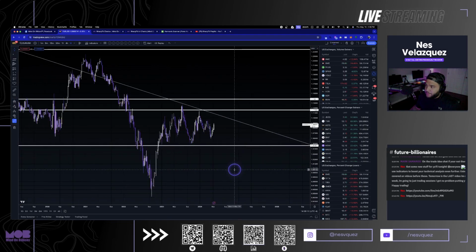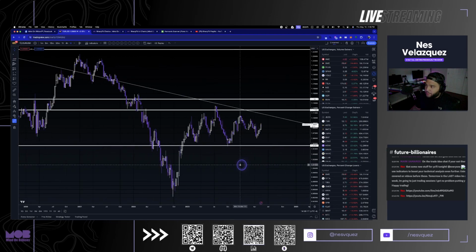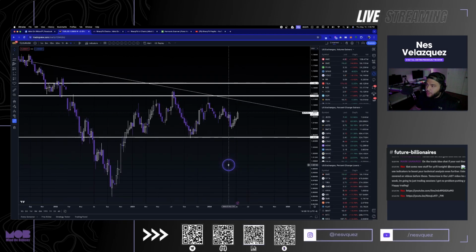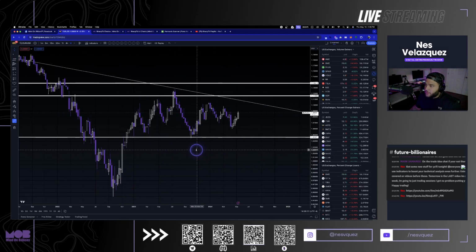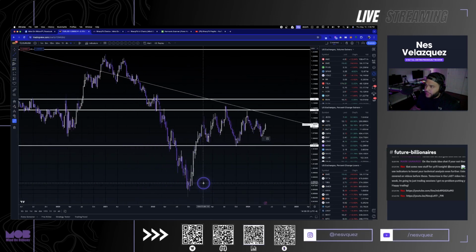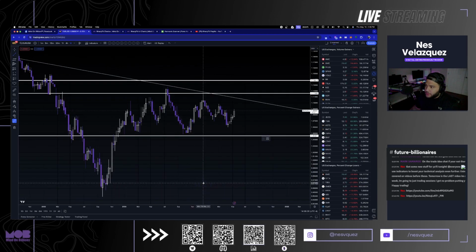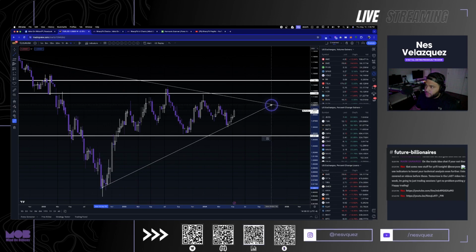This is basic SRTs right here: support, resistance, trend lines. Once I start laying indicators on them, it's going to bring it in even tighter for more accurate trading analysis.